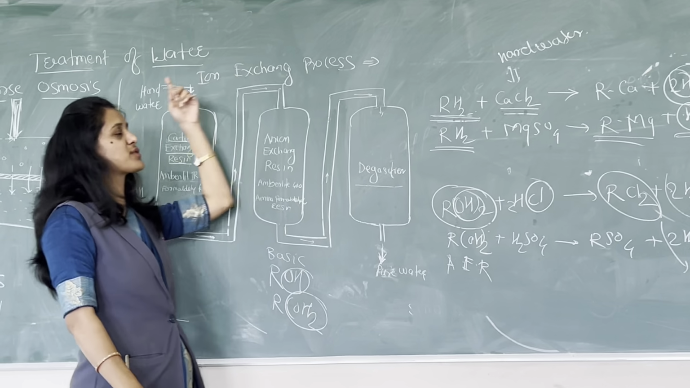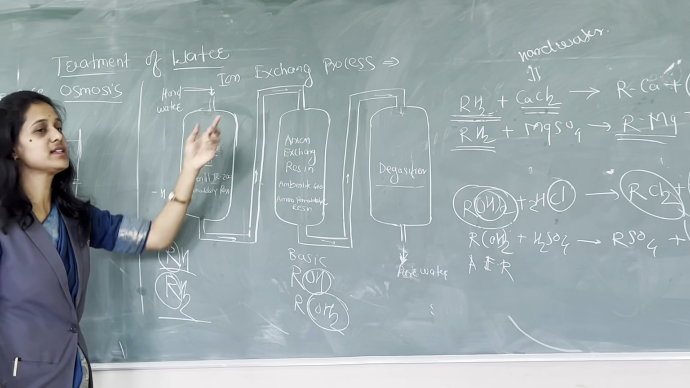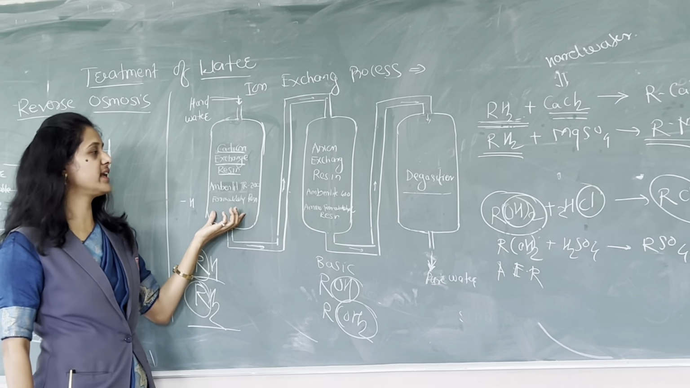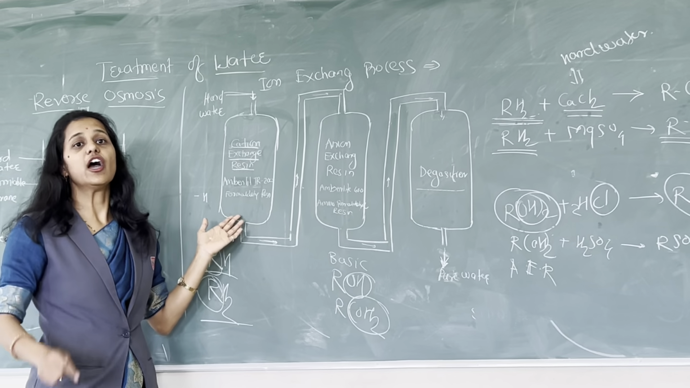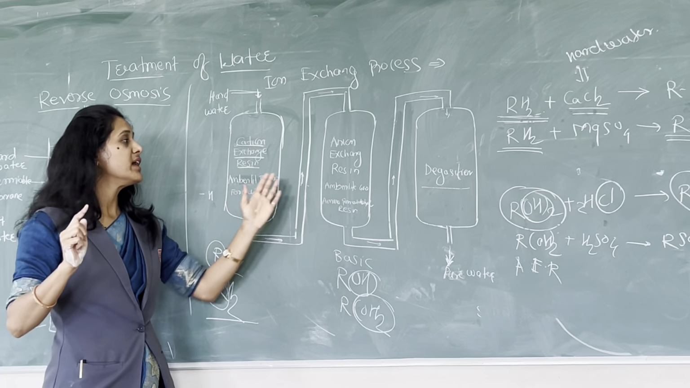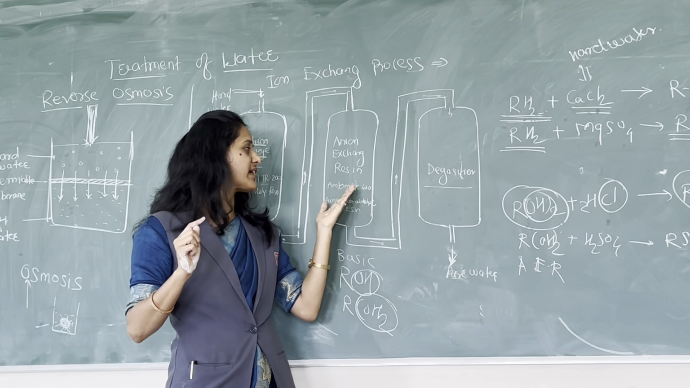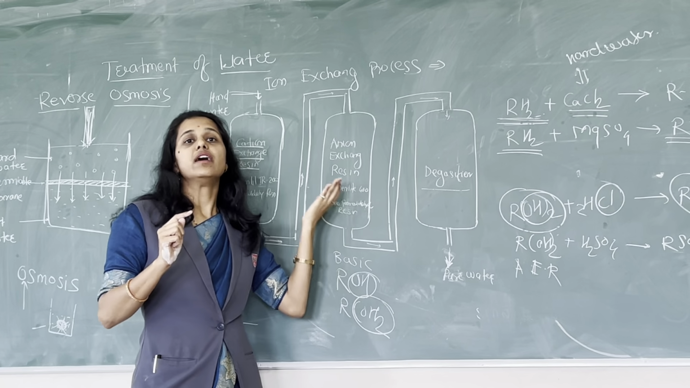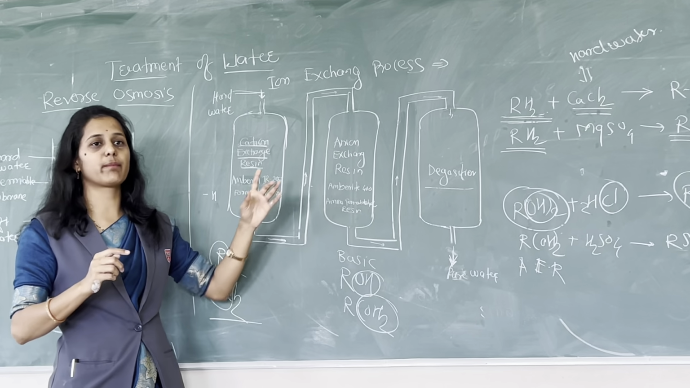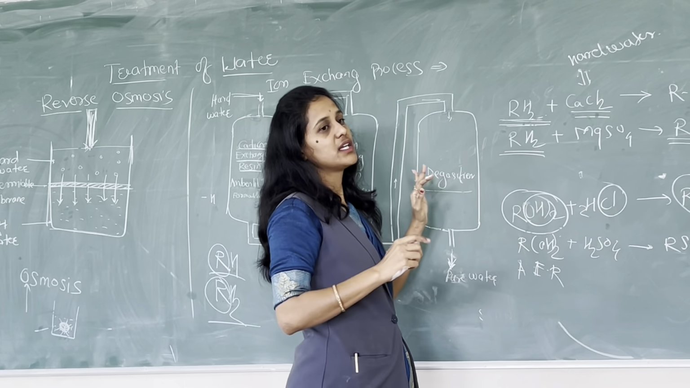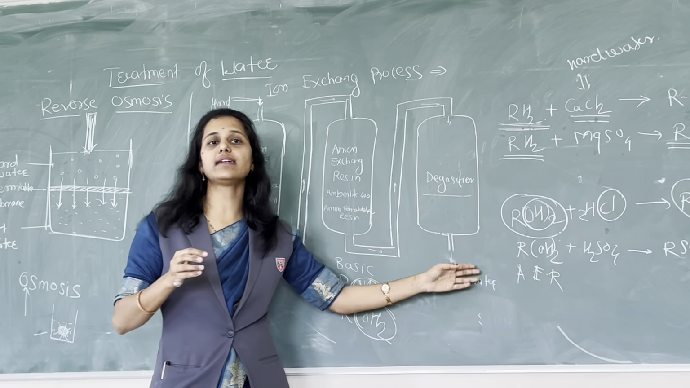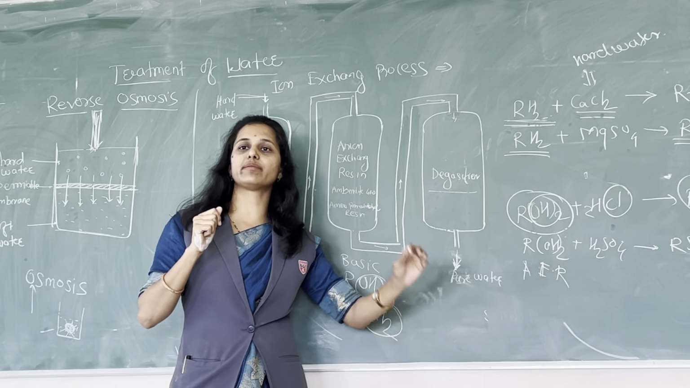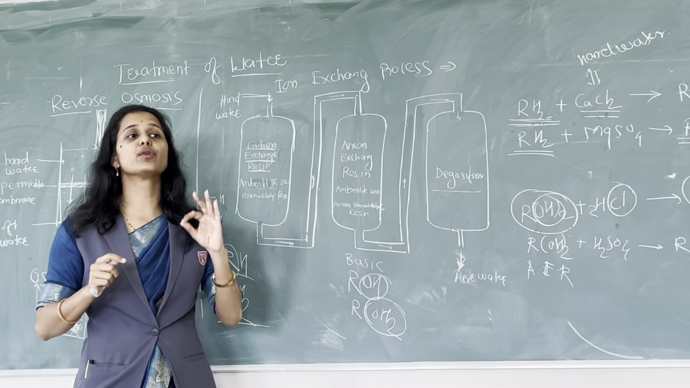So this is the whole process of ion exchange, which is carried out in three stages. The first cylinder contains cation exchanger resin, where all cations get replaced. Then the second cylinder has the anion exchanger resin, where all anions get replaced, and in the third stage, any dissolved gases are separated. And the water which comes out from this third stage is pure drinking water.